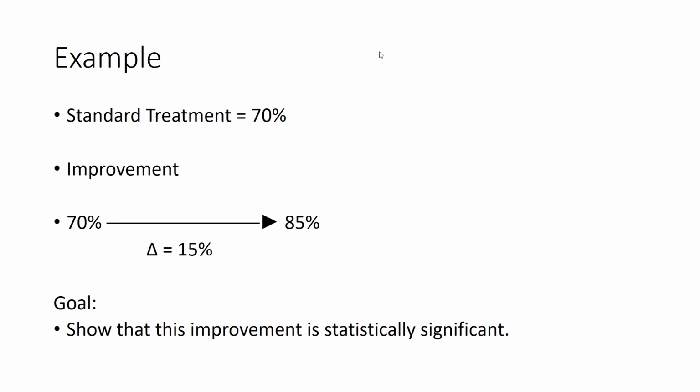But suppose we are getting 90% in the new treatment, and here our superiority margin is 15%. So the difference is 90 minus 70, that is 20%, and we are crossing this 15%. We are getting 20% improvement. So in this superiority trial, our new treatment is superior to the standard treatment or old treatment or placebo. So this is the meaning of a superiority trial.